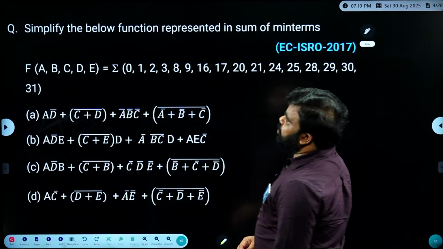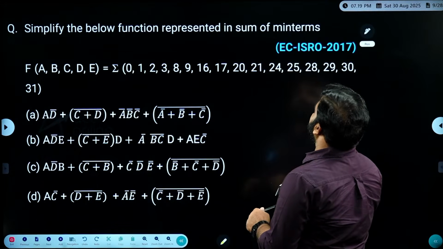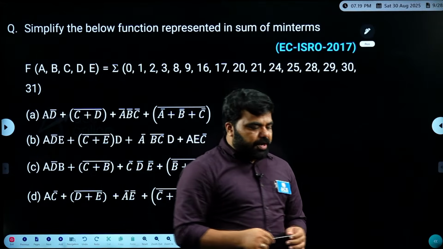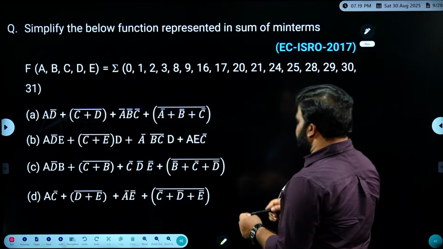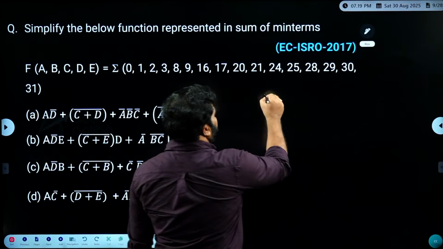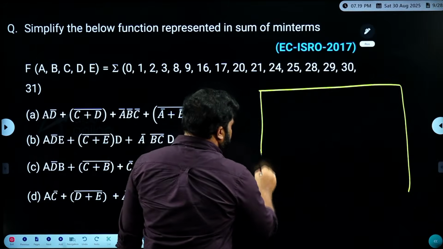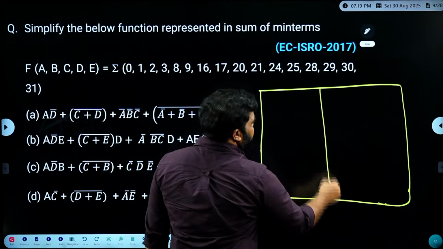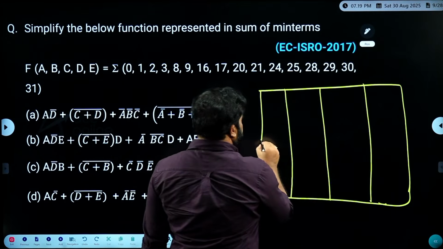Right? Simplify the below function represented in sum of minterms. So, it is given a 5 variable function, you need to minimize this. So, let us see how we can do a 5 variable function minimization using K-map. Let me take here a 5 variable K-map and mark the minterms. Then let us see what minimal expression we get.